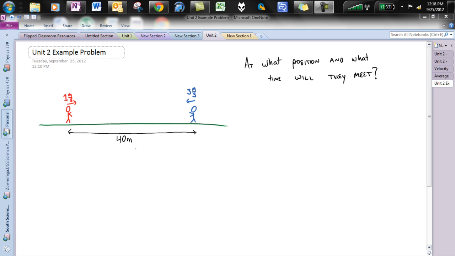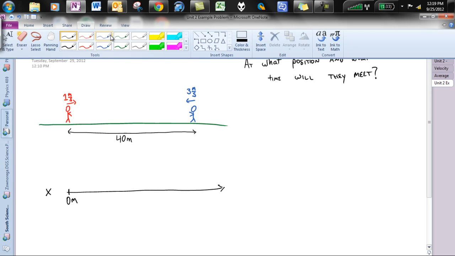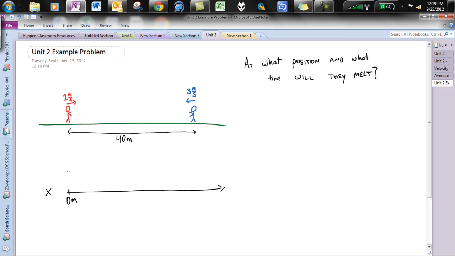First thing, in order to help myself out, I'm going to actually visualize this through a motion map. So in order to draw a good motion map, I'm going to draw my position axes, which I will label X for position, and I'm going to label my 0 meter mark exactly where my red guy is starting. And we'll talk about what this choice actually means, but you'll realize that I could have put my 0 meter mark really anywhere. And we'll talk about how that will change this problem.